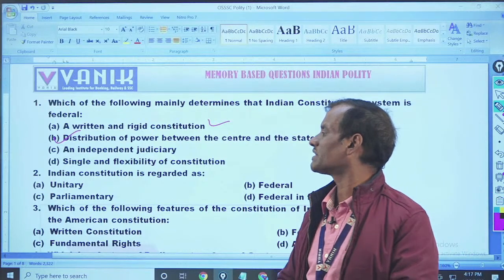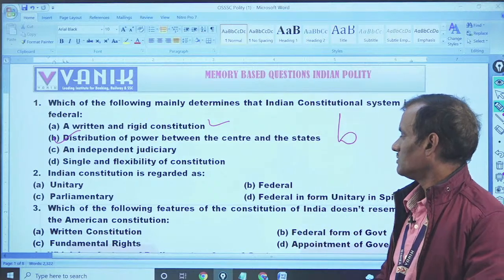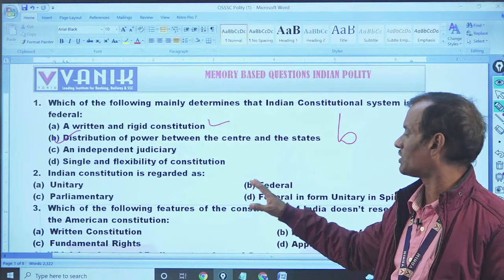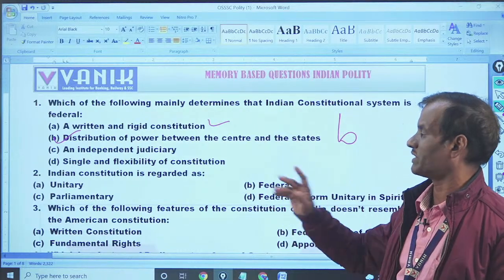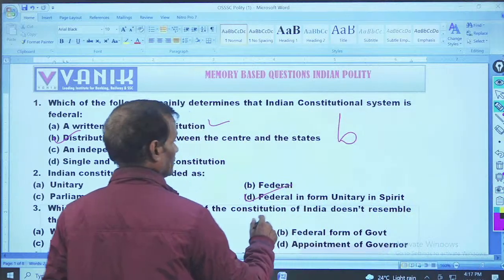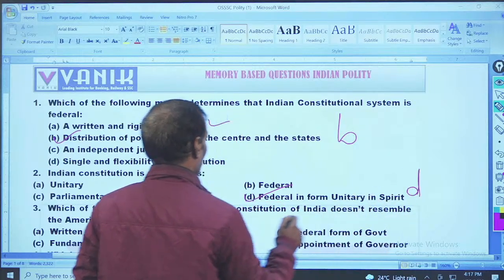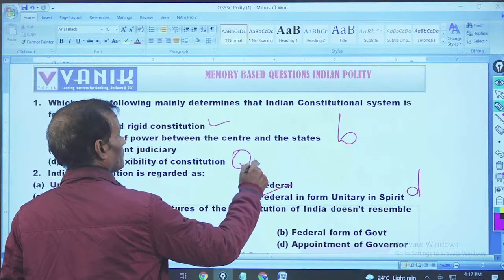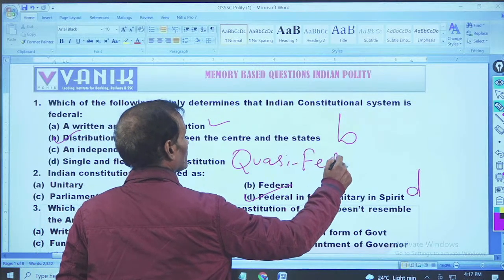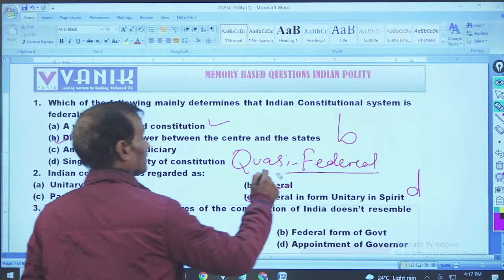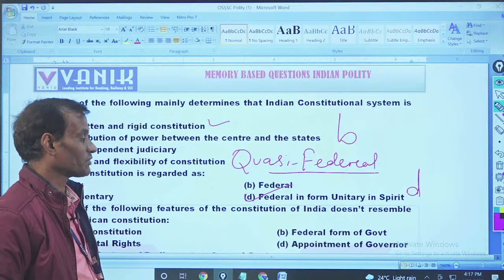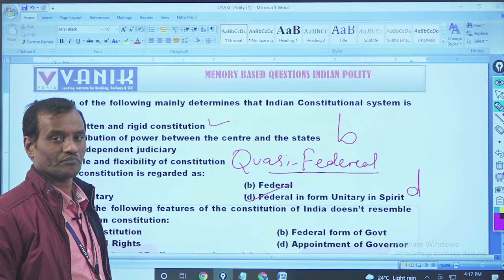Indian Constitution is regarded as not only unitary, not only federal or parliamentary, but also federal in form and unitary in spirit. That is federal in form, unitary in spirit. So answer is D. It is often called quasi-federal. India is a quasi-federal country because it contains both federal and unitary features.